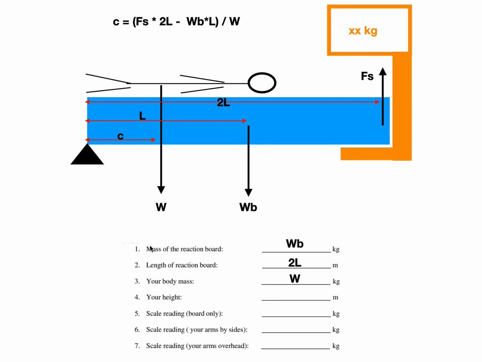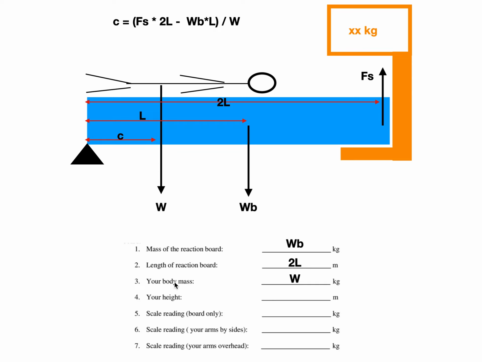So the first thing would be the mass of the reaction board, which is WB. Also in the equation is WB here. And the length of the reaction board is actually 2L, right? Because based on the free body diagram, we identify L as half of the length of the board. So 2L would be the length of the reaction board. And with that 2L here and L here, those are necessary components in the equation.